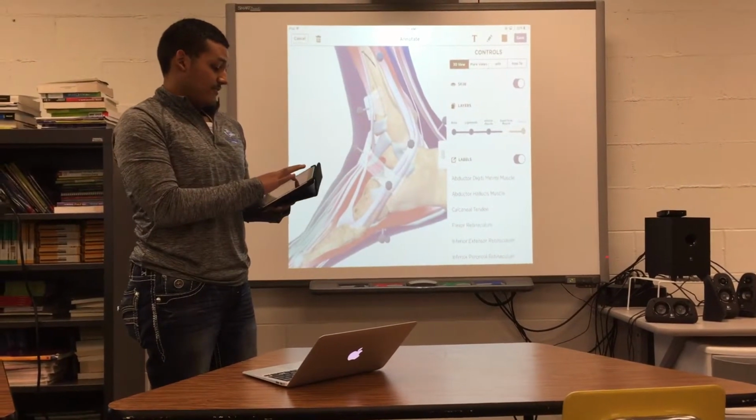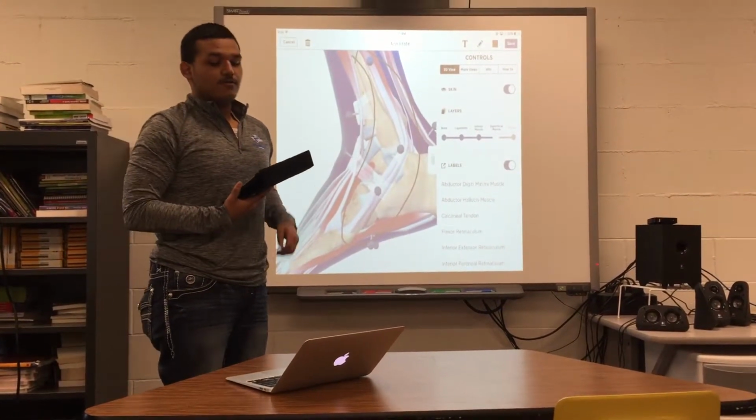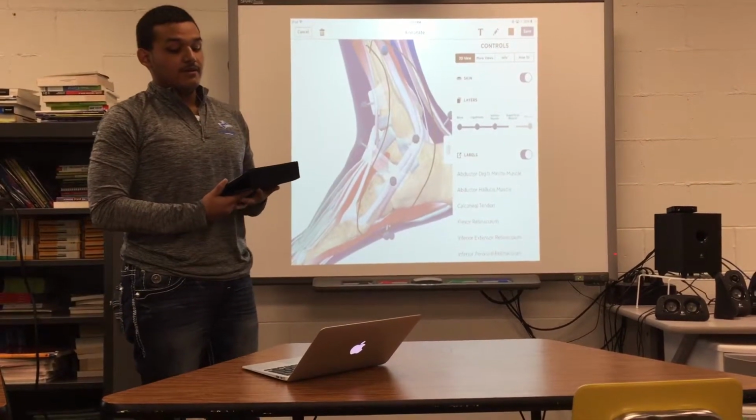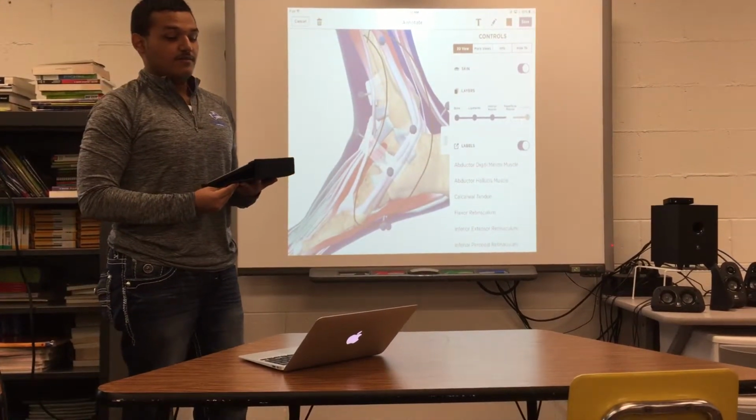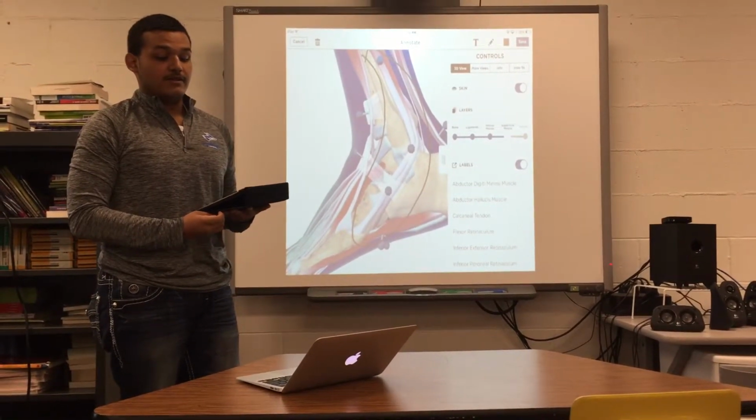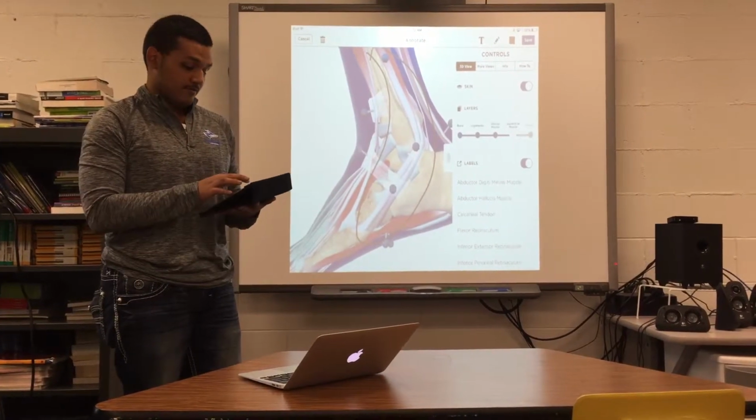As you can see here, these muscles connecting, those are called the flexor digitorum longus. Their origin is the posterior surface of the tibia, and their insertion is the distal phalanges of the four lateral toes. Their actions are the plantar flexion and inversion of the foot, and flexes all four lateral toes.